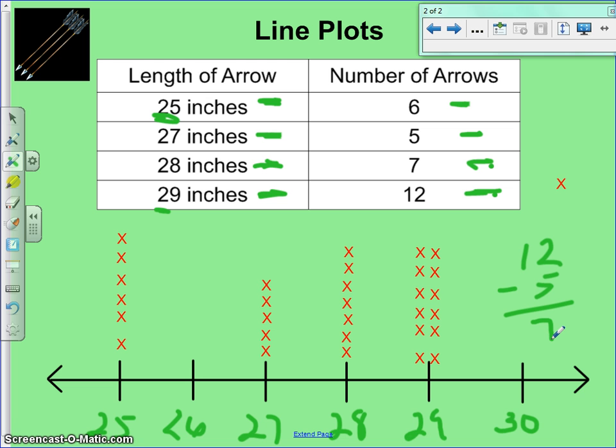And you'll be seeing these different line plots throughout the whole entire year, even when we get into fractions and things like that.